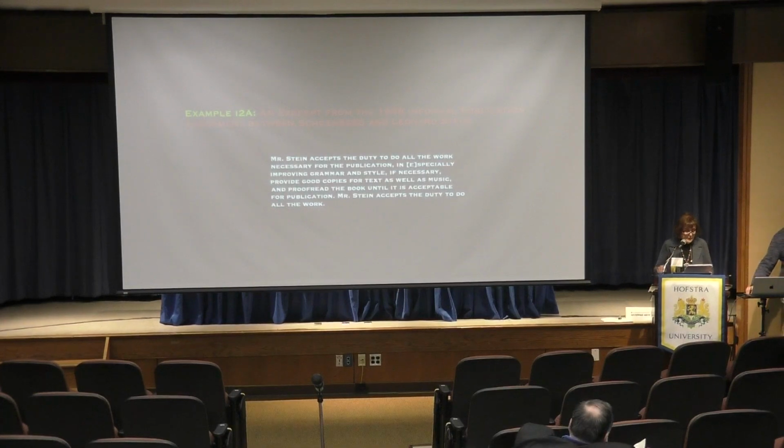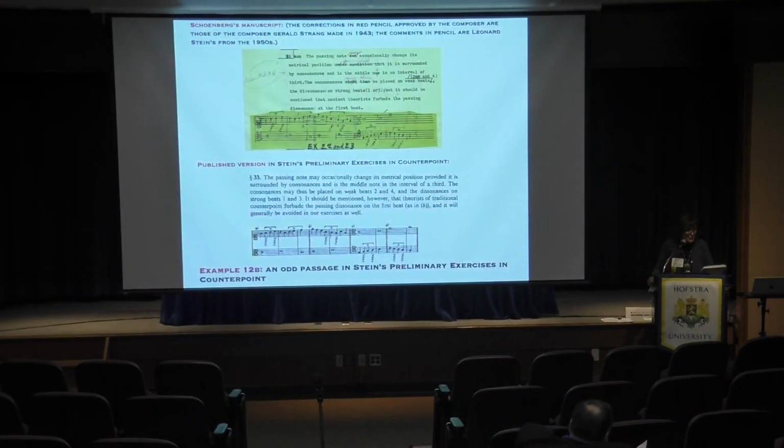For example, in speaking about dissonances in third species, in his manuscript, Schoenberg writes, quote, "The passing tone may occasionally change its metrical position provided it is surrounded by consonances and is at the middle note in the interval of a third. The consonances may thus be placed on weak beats, 2 and 4, and dissonances on strong beats, 1 and 3. And it should be mentioned, however, that the ancient theorists forbade the passing dissonance at the first beat."